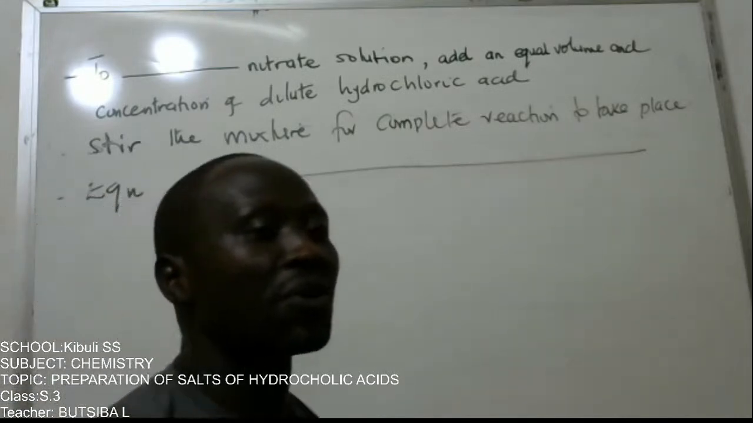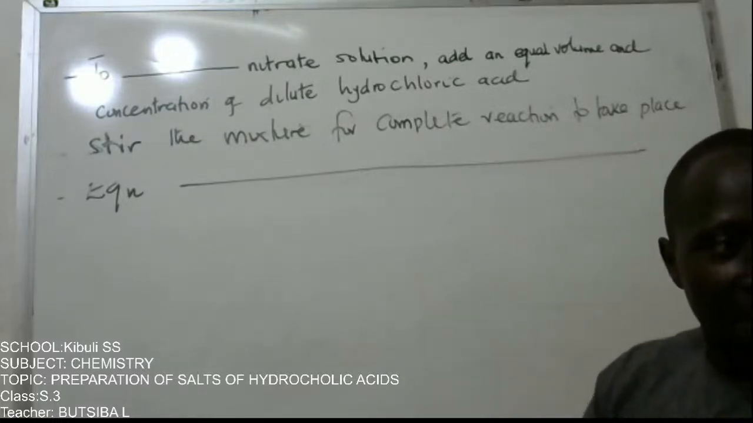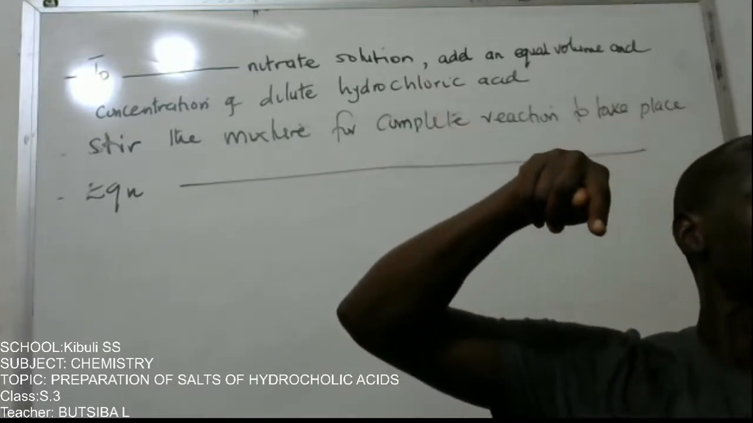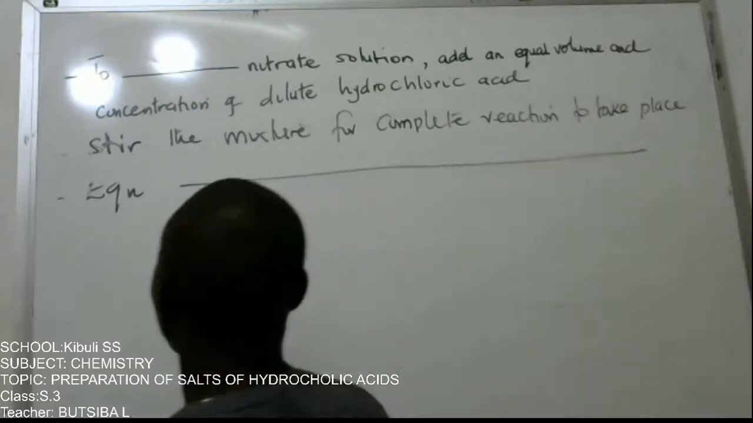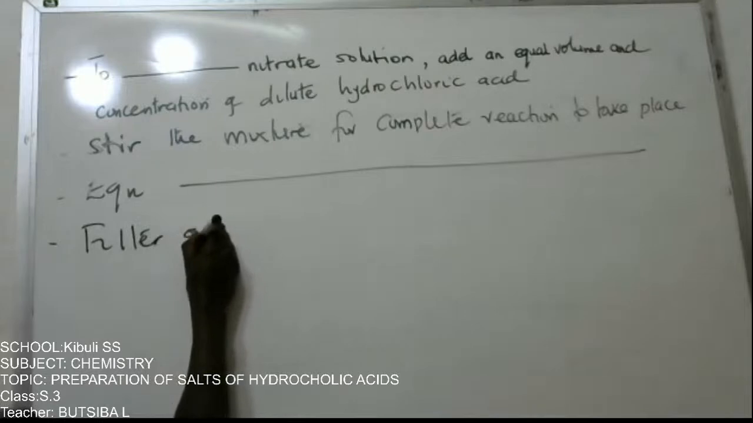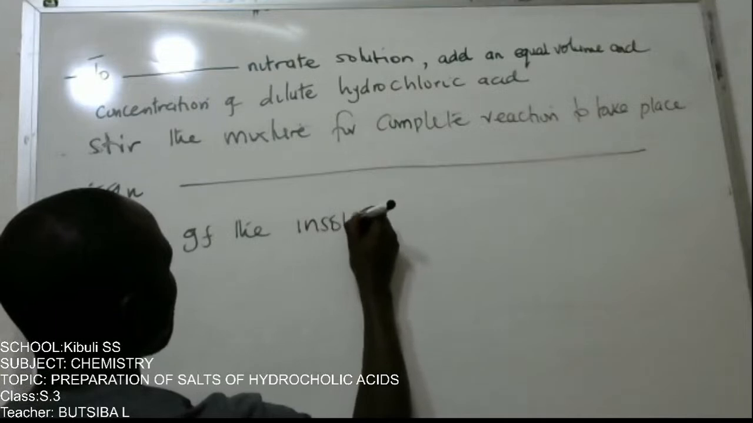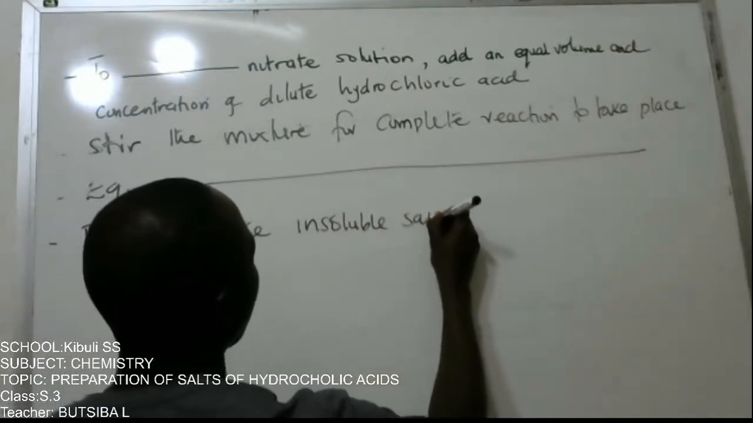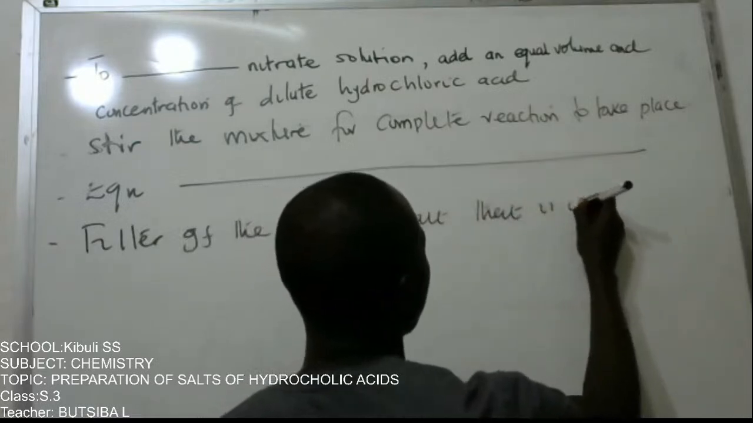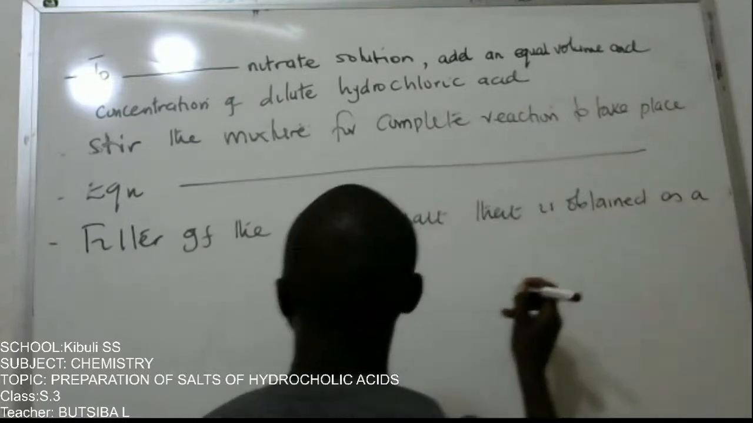From there, what follows next? There are two things, a solid and a solution. The solid, because you are forming insoluble salt. So what do we do next? Filter. Next step is filter off. Filter off the insoluble salt prepared. Filter off the insoluble salt formed. That is obtained as a residue.